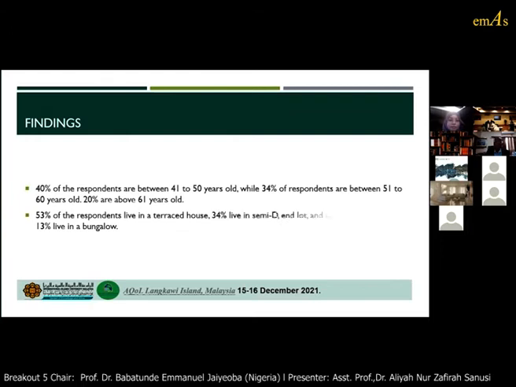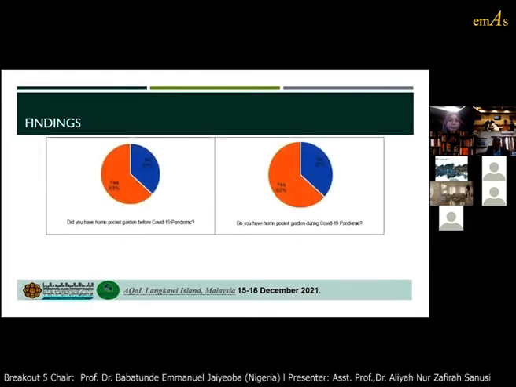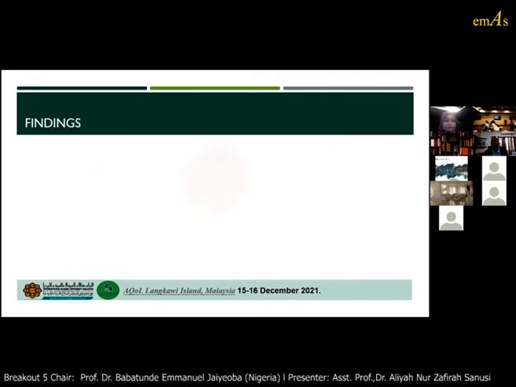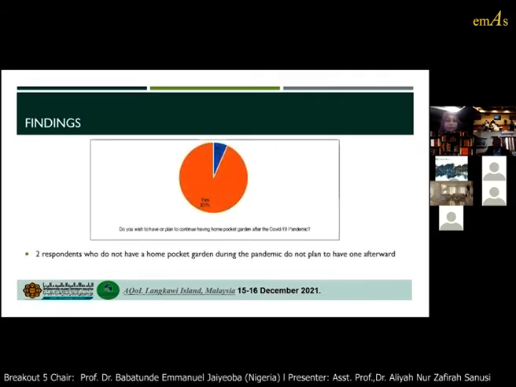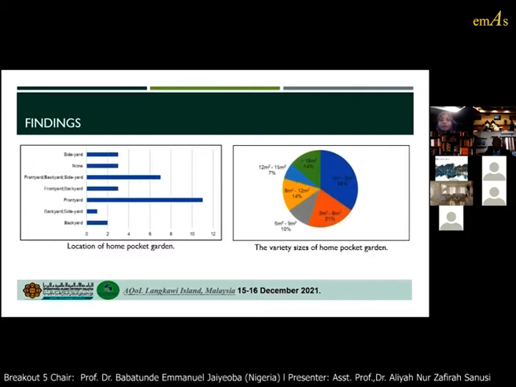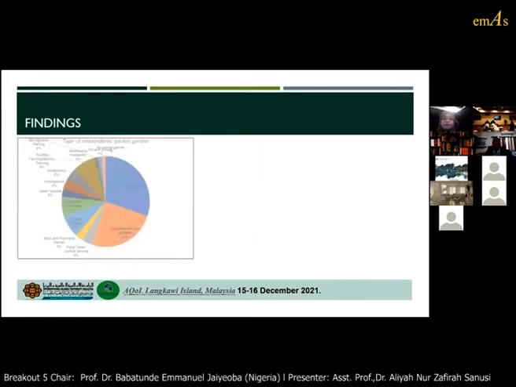And the findings: about 63% of the residents have a home pocket garden, and 4 don't have any but want to start one. Most of the home pocket gardens are located at the front yard, and most of the residents have quite small gardens, about 1 square meter to 3 square meters.